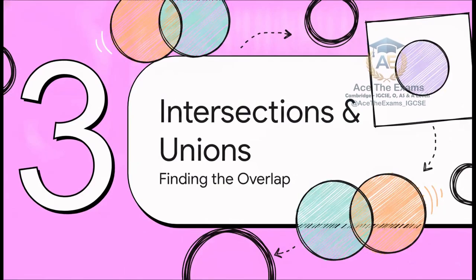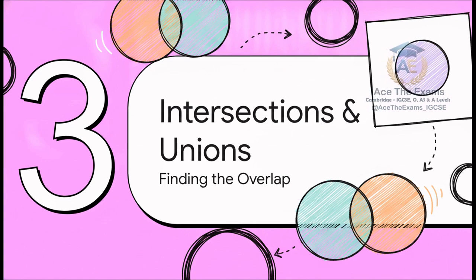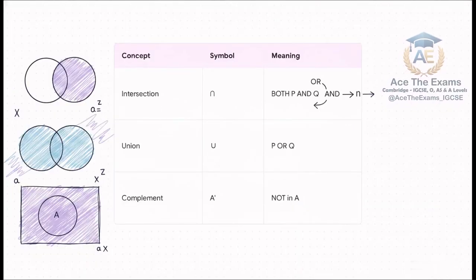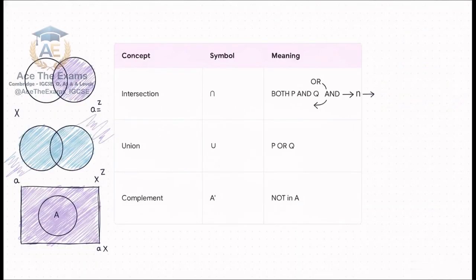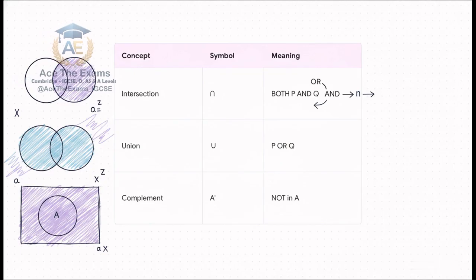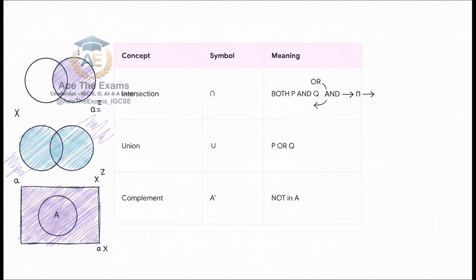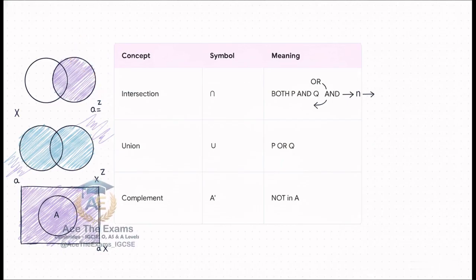Okay, Section 3. Intersections, unions, and complements. Let's look at what happens in the messy middle ground when these circles actually interact. Meet the three heavy hitters of set theory. The intersection symbol, that upside-down U. Think of it as the word and. It's only looking for the exact overlaps. The union symbol, the regular U, acts like the word or, and it just scoops up absolutely everything in both sets. And the complement, that's the little apostrophe after a set letter, and it just means not. It wants everything in the universal rectangle except what's inside that specific circle.